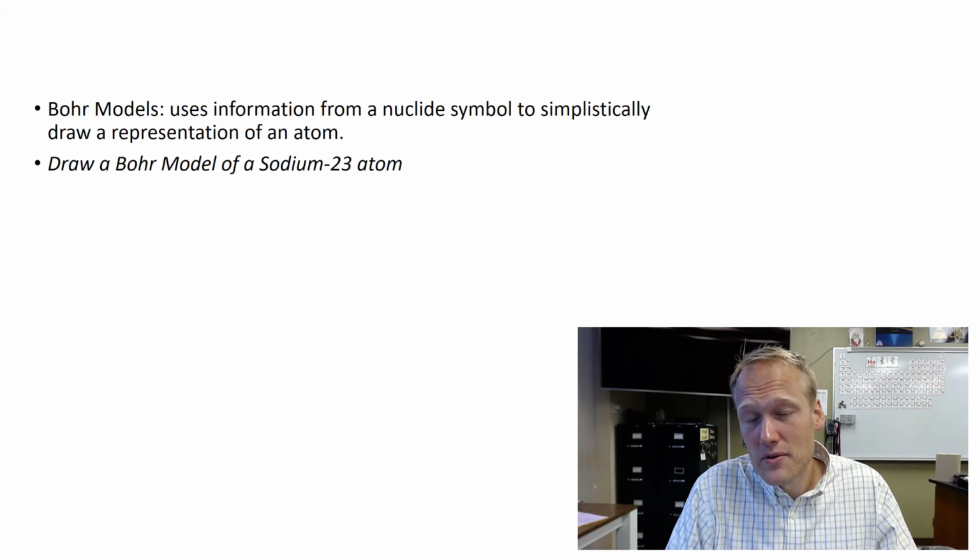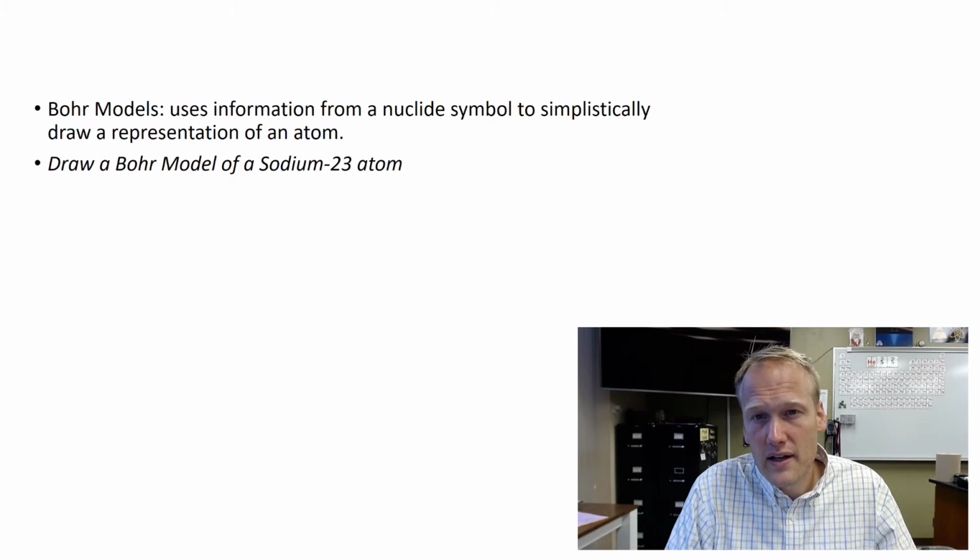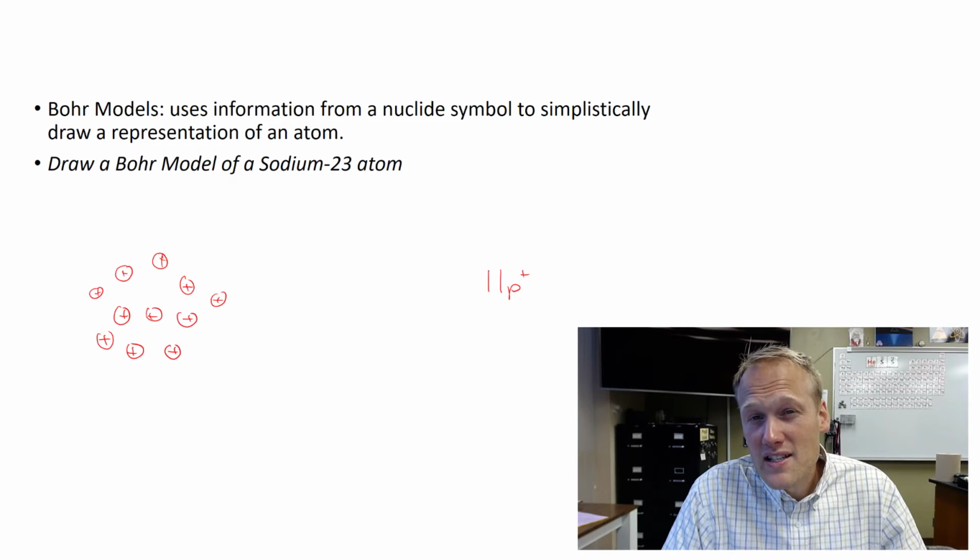One thing that you need to be able to do is draw a Bohr model of some of these atoms. So this wants us to draw sodium-23. The first thing we're going to do is probably look at the periodic table and figure out what's the atomic number of sodium. If you look at sodium on the periodic table, you'll find that the number of protons and the atomic number is 11. So let's draw those 11 protons in the nucleus. If you look in those protons, I put a plus symbol because protons are positive.